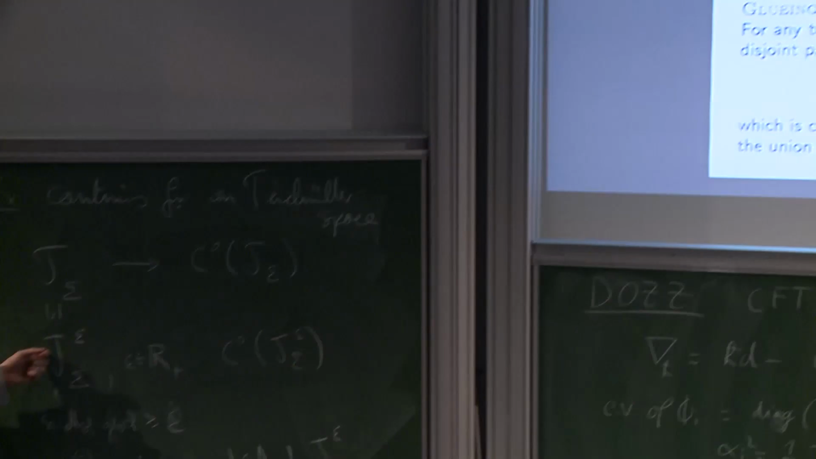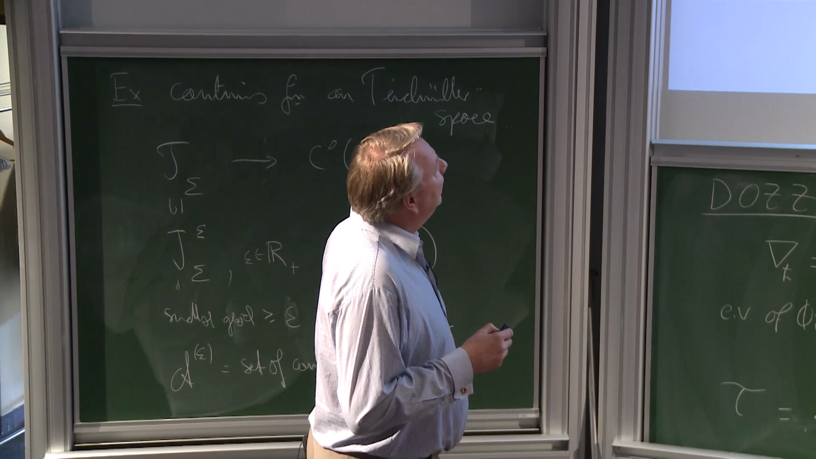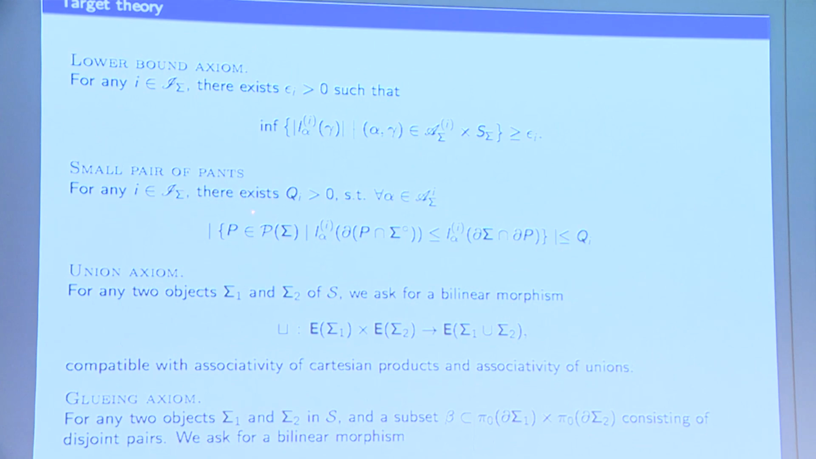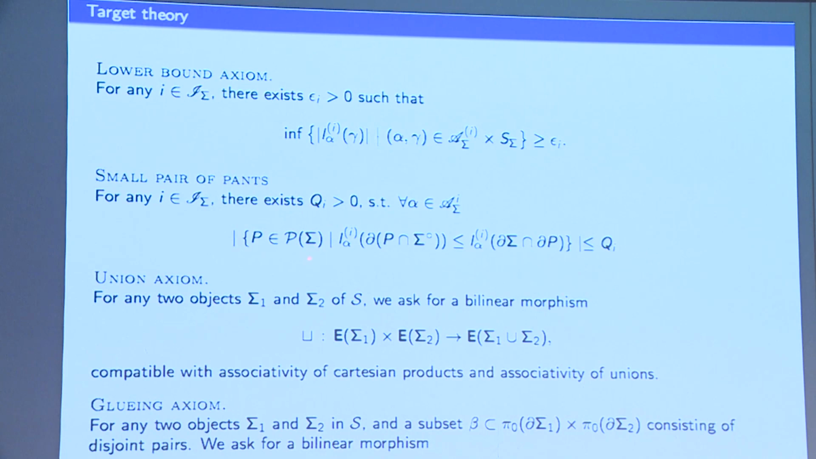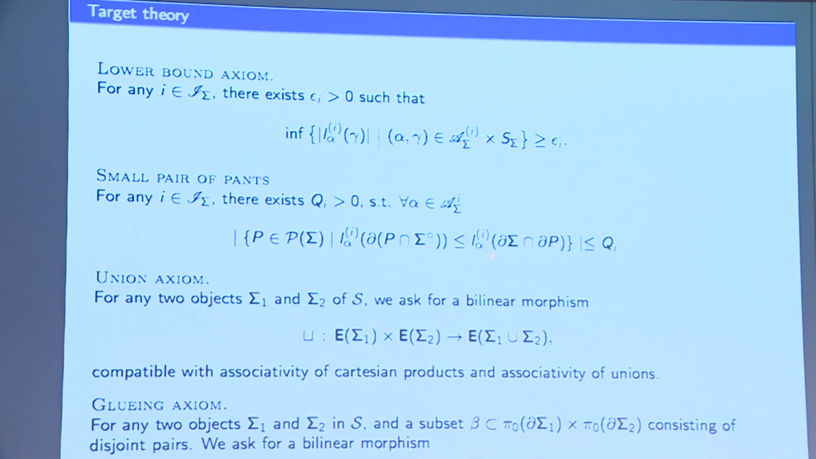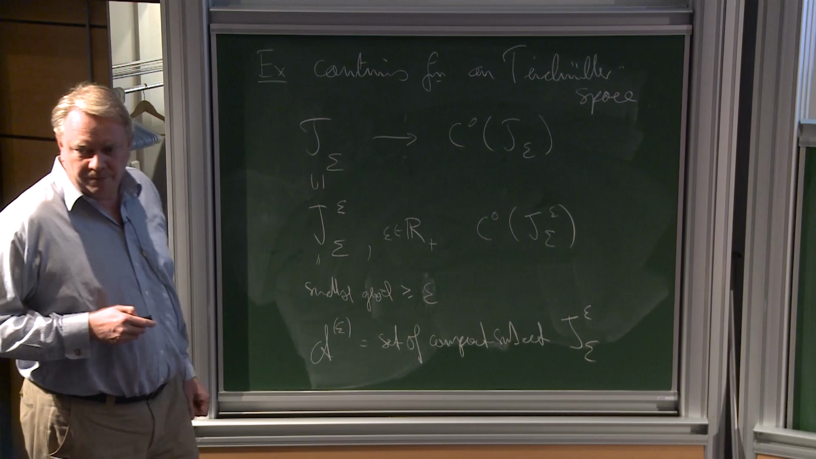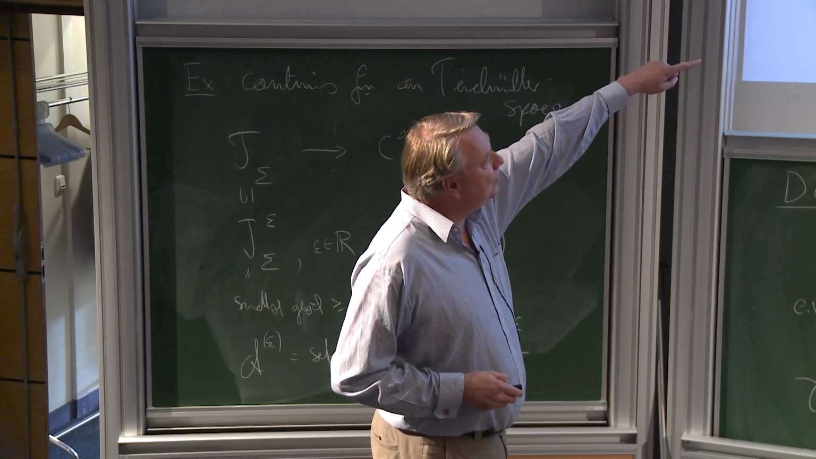Okay, and then there is the small pair of pants axiom, and it simply says that for each i, there should be some constant, such that if I look at all the seminorms, and I look at the length, and I look at all pairs of pants embedded in the surface, for which the length of the interior boundary of the embedding is smaller than the length of the boundary that's common with sigma, then this should be a finite set and bounded by Q_i. That this is satisfied for Teichmüller spaces follows by some work of Hugo Parlier. So those are the three things I would like to have: a polynomial growth axiom, a lower bound axiom, and a small pair of pants axiom.